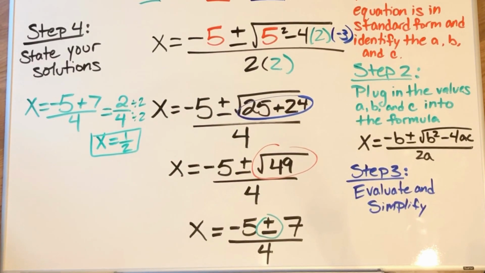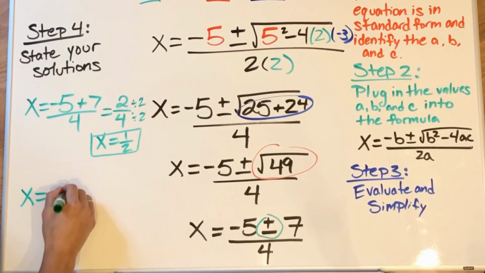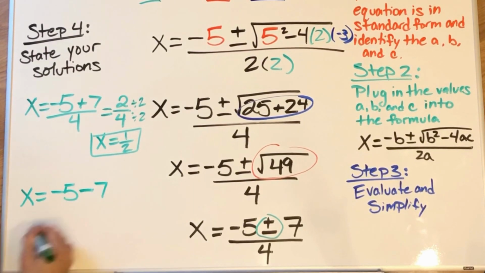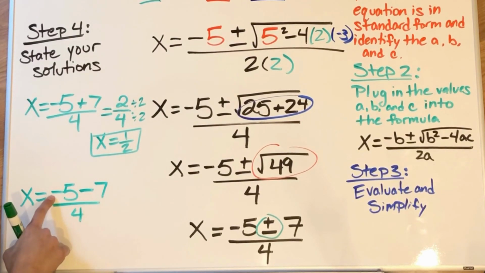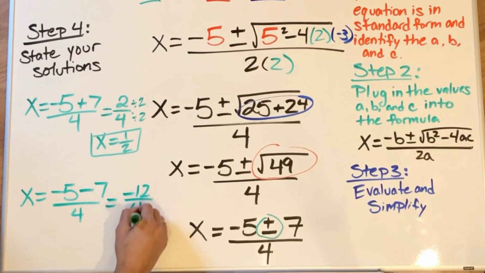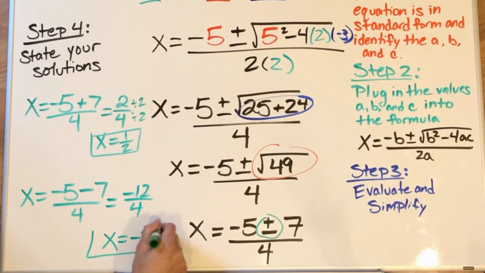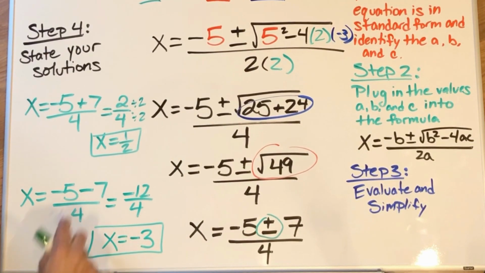So that's one solution. Now remember, this was a plus and a minus sign. So here I did the plus. Down here, I will now do x equals -5 minus 7 all over 4. So -5 minus 7 is -12 over 4. -12 divided by 4 is -3. So now we have our 2 solutions, a positive 1/2 and a -3.